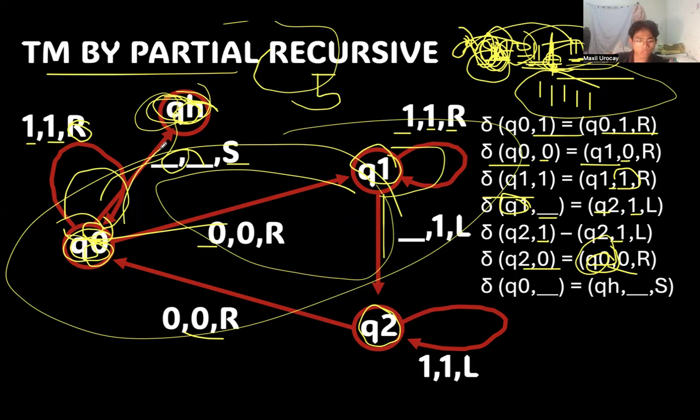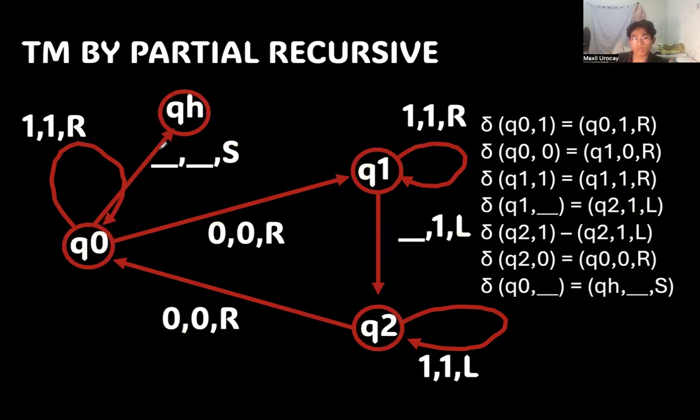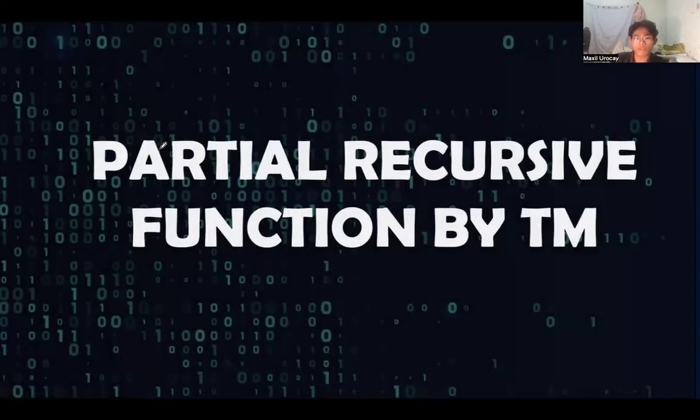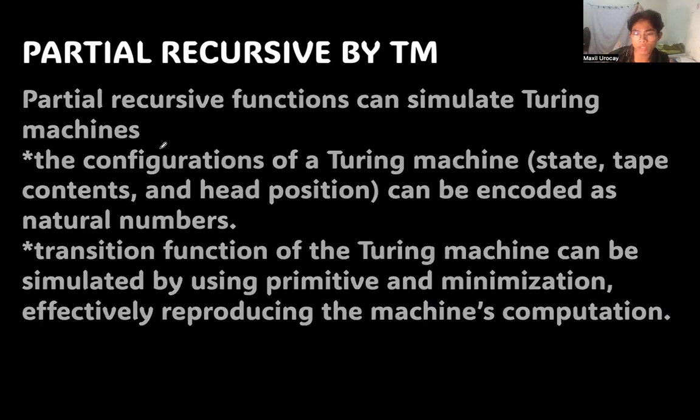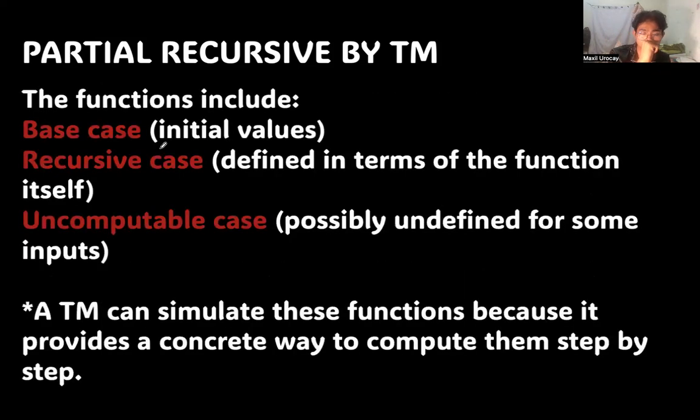So afterwards, let's check also how it works for the partial recursive function by Turing machine. Partial recursive functions can simulate Turing machines, and the configuration of Turing machines using state, tape contents, and head position can be encoded as natural numbers. And then the transition function of the Turing machine can be simulated by using primitive recursion and minimization, effectively reproducing the machine's computation. So let's check that.